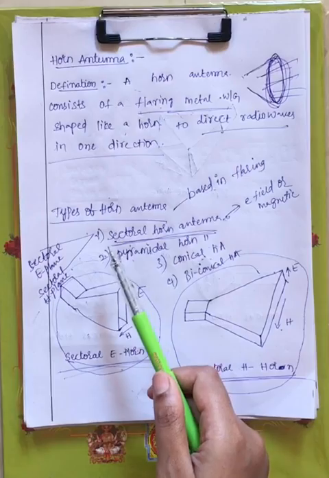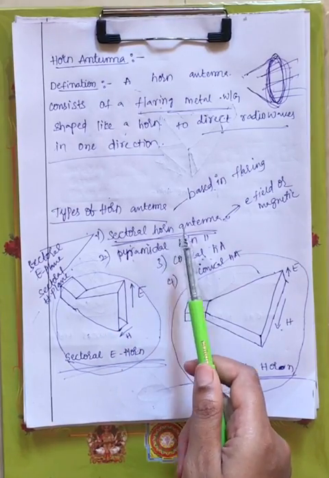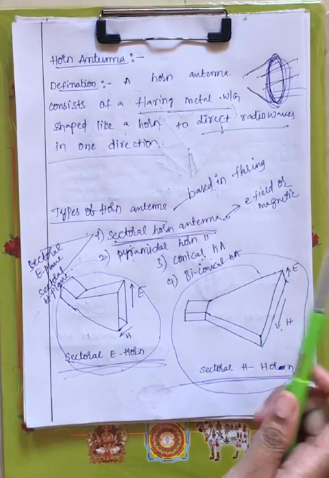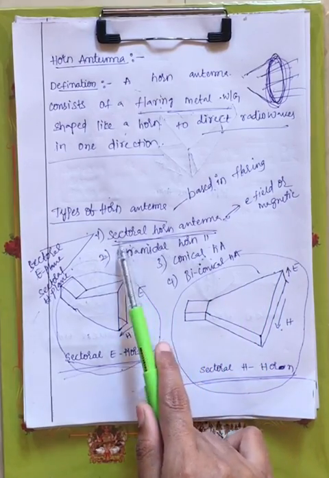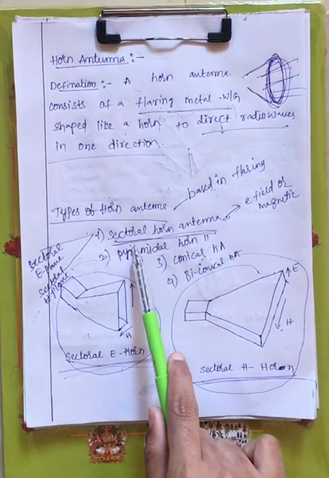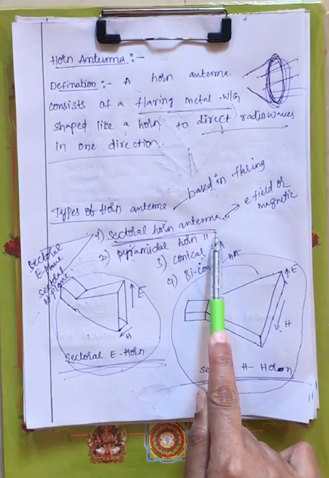Coming to the sectoral horn, if the flaring is done only in one direction, that direction may be either electric field direction or magnetic field direction. If the flaring is done only in one direction, we call it a sectoral horn antenna.